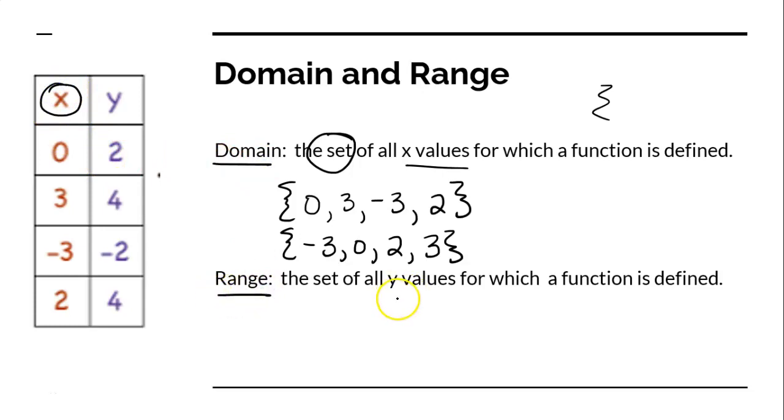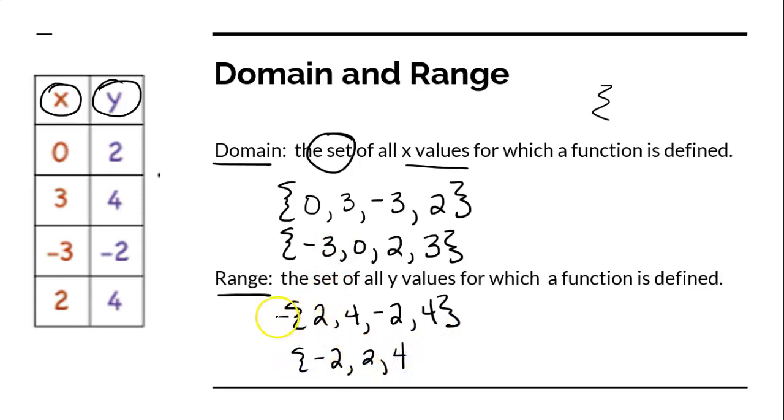Our range is the set of all of our y values. So we're looking at our y values here. The y values are 2, 4, -2, and 4. If I put those in order from smallest to largest, though, this becomes -2, 2, 4, and I don't need to repeat that additional 4. It's just telling me that 4 is a value for which the function is defined on the y-axis, and so I can just write that one time. It's not necessary to repeat. So essentially, the domain of functions are your possible x's, the range of functions are your possible y's.